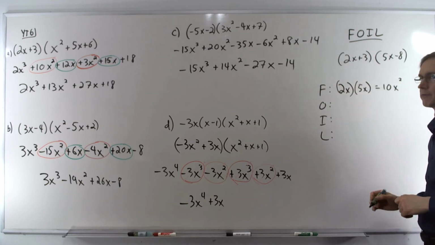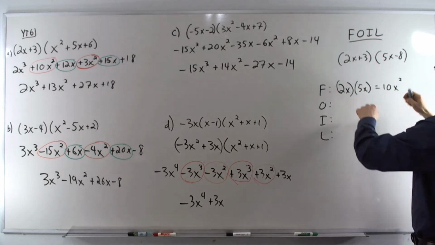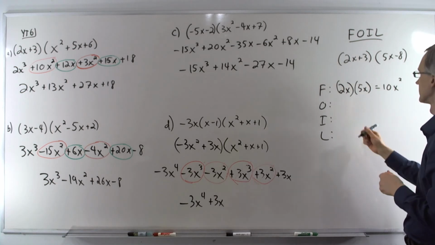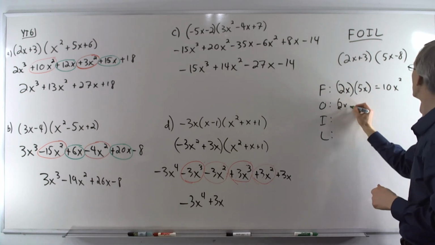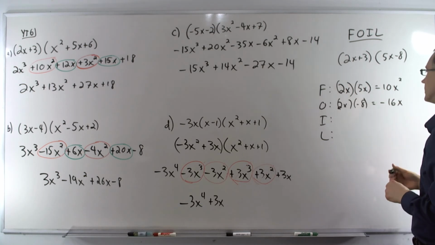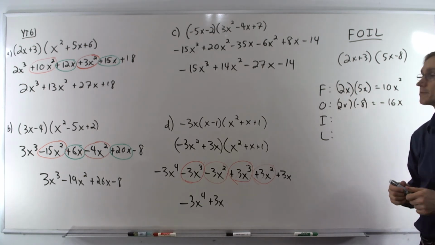And we get 10x squared. Now O, these are the outer terms in the binomials. 2x times negative 8x, or 2x times negative 8. So that is negative 16x.